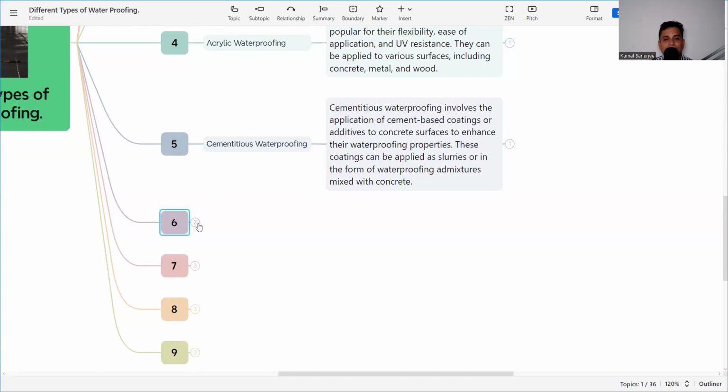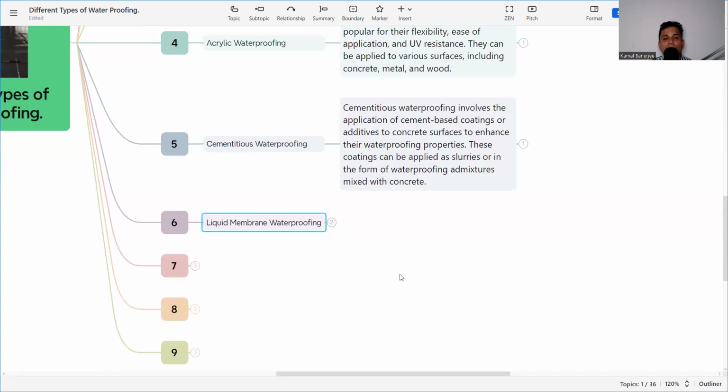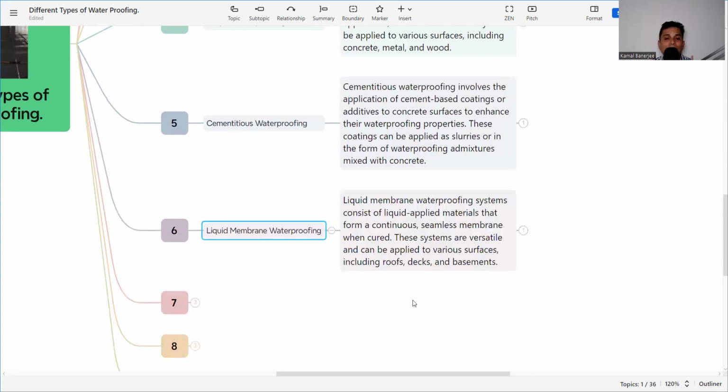The next is liquid membrane waterproofing. The liquid membrane waterproofing system consists of liquid-applied material that forms a continuous seamless membrane when cured. That means all the other things we already discussed, the bituminous membrane, the polyurethane membrane, are membranes. The thickness may be 1.5 mm, 3 mm, 4 mm, whatever. Now this one is a liquid. Whenever applying, it is in liquid form, and when it is dried, it forms a coating or a thick layer. So it is applied as a liquid. And the other membranes are either self-adhesive or torch-applied, and according to the manufacturer's guidelines, we need to lay them.